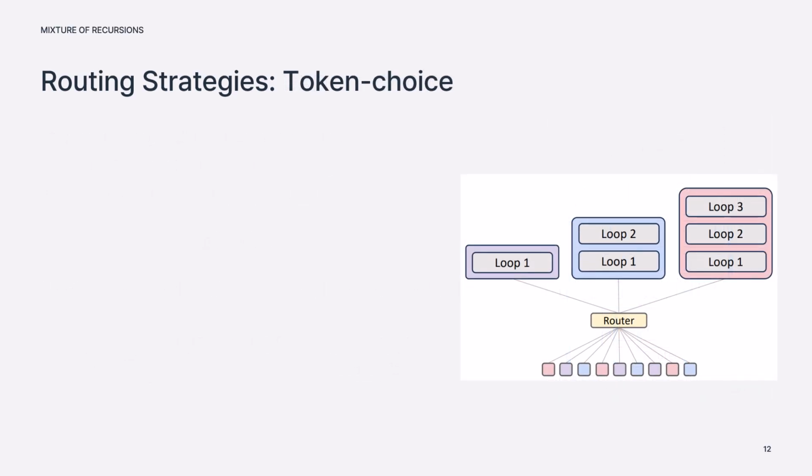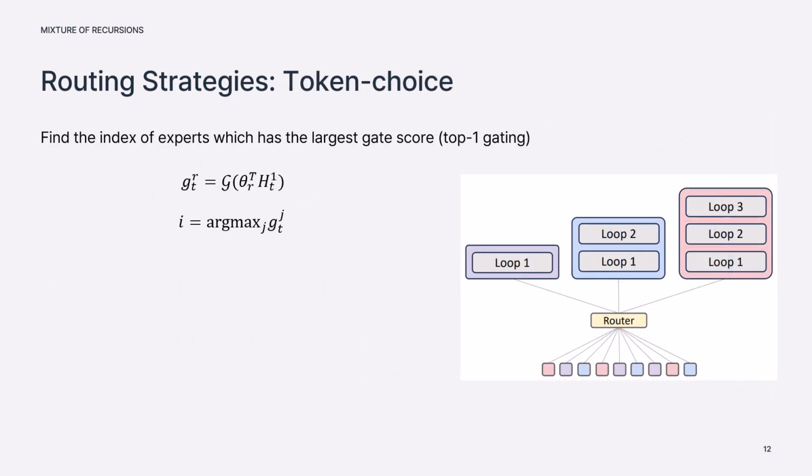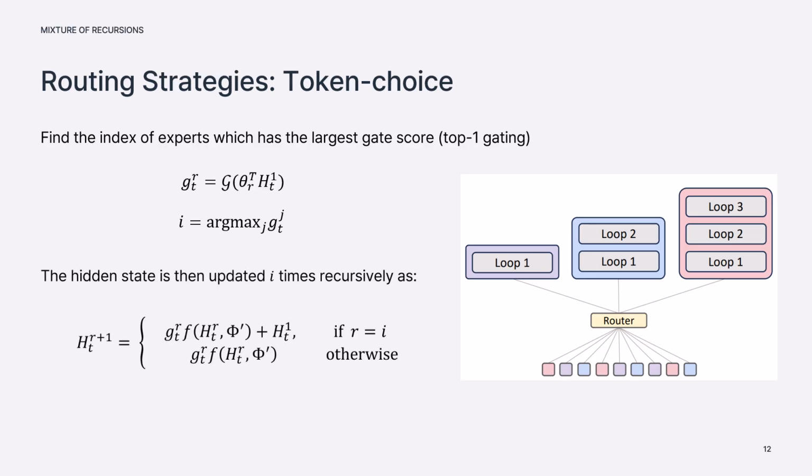And the second one is token choice routing. Instead of deciding at each step, the router uses the token's initial hidden state to compute scores for all experts at once. The token is then assigned a target depth, and it recurses up to that depth.